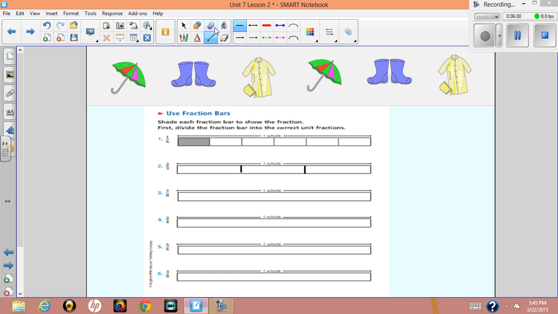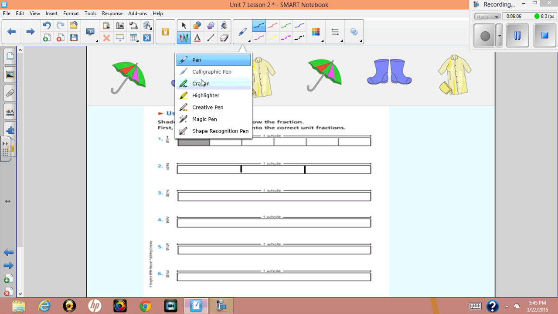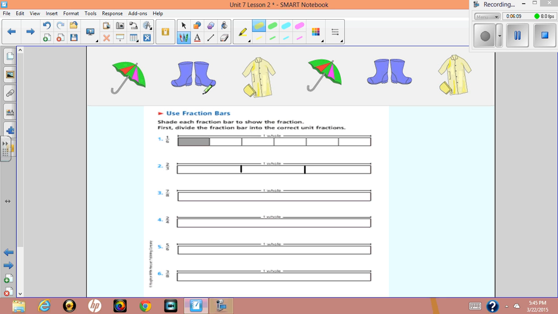Now it indicates that we are going to highlight 2/3. So let's go in, see if I can do this, not very evenly, but there I have highlighted 2 of the 3 parts. Now you will practice this. You will be dividing them.